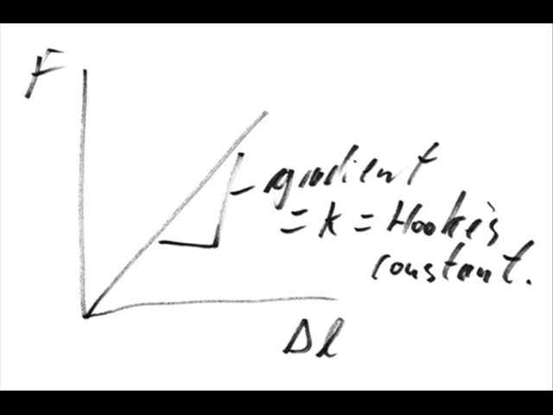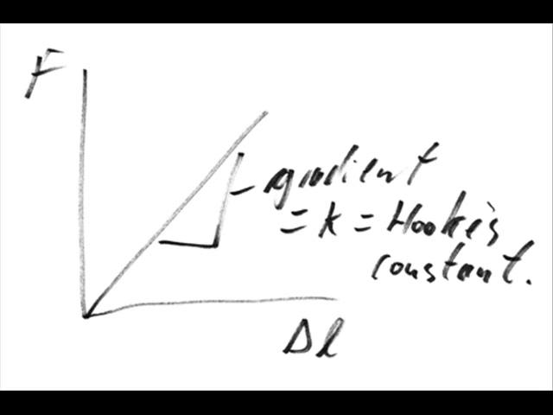against extension. This will be linear up to a point. In this linear section of the graph, the gradient is equal to Hooke's constant for that material. The value of Hooke's constant for a material tells us the elasticity of a material.